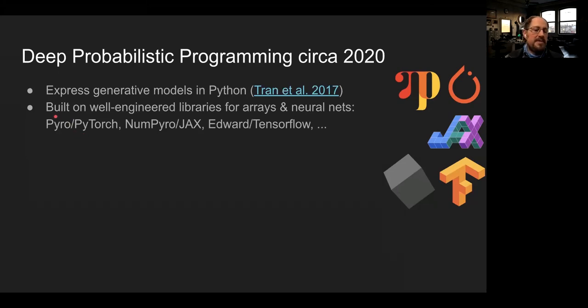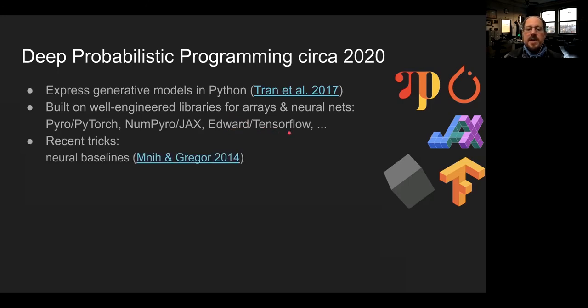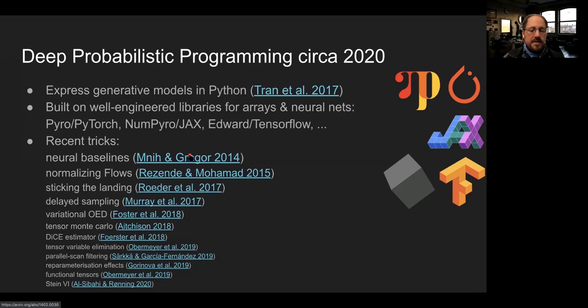So the system I work on is Pyro, which is based on PyTorch. And I also work with the NumPyro developers, who base theirs on what's called Google's JAX deep learning framework. And then Dustin Tran at Google has a deep probabilistic programming language called Edward, which is built on top of Google's TensorFlow.